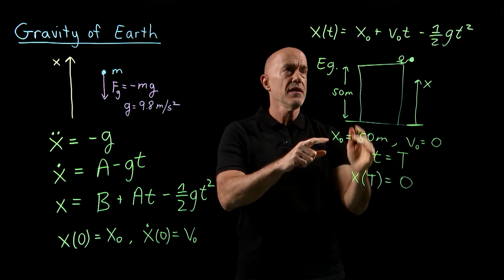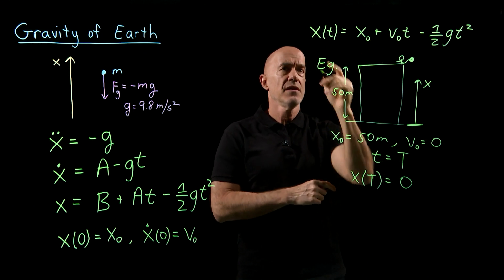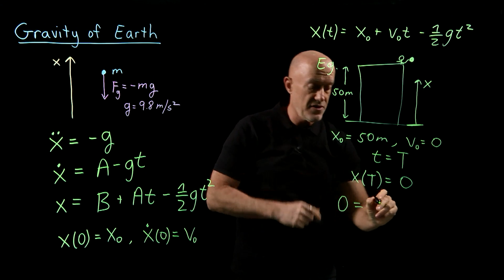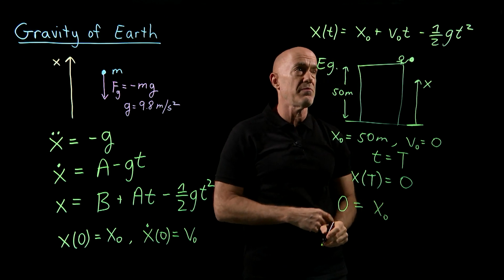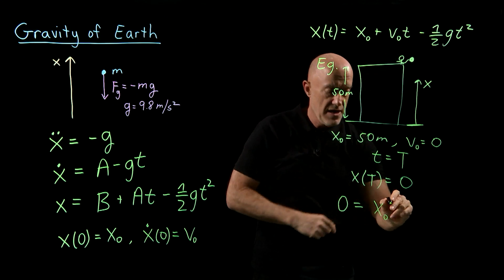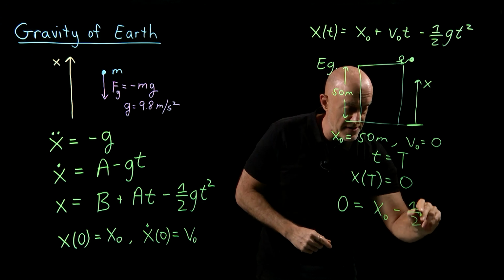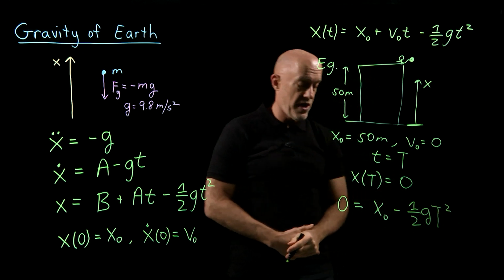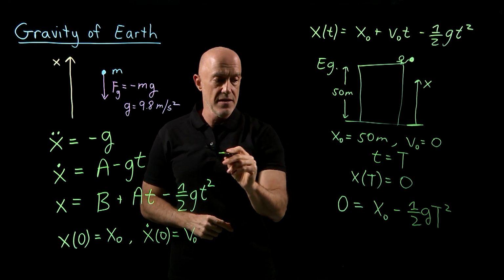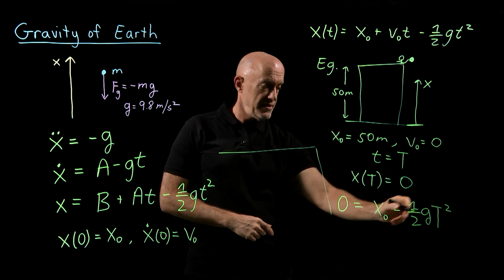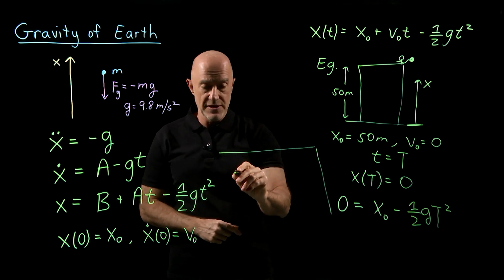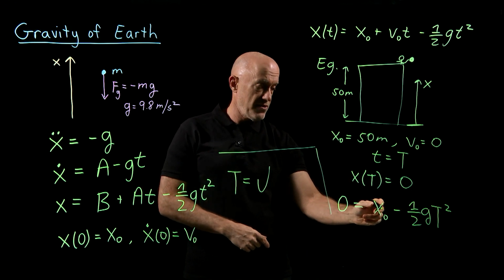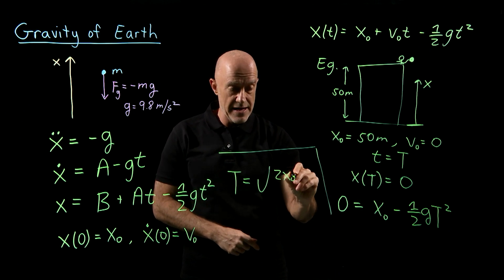So we can plug everything in. Let me just keep x naught there for now. So x of T equals 0, so we get 0 on the left-hand side, is equal to the initial position, which will be 50 meters. The velocity is 0, and that's minus 1/2 the gravitational acceleration times the time it takes to hit the ground squared. So we want to solve that then for capital T. It's easy enough. So we have capital T is equal to the square root, because it's T squared here, of 2x naught divided by g.